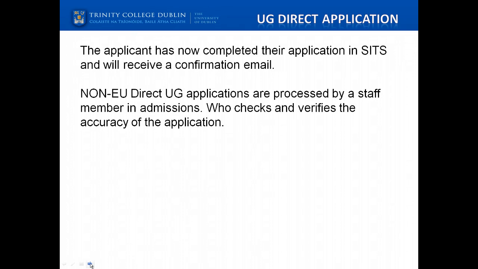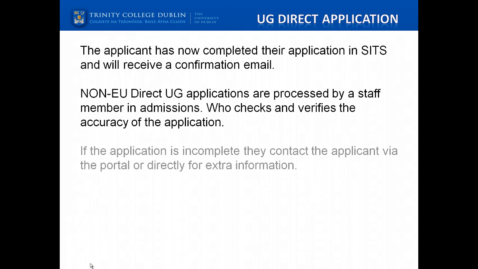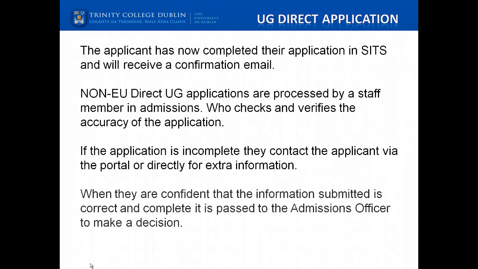Non-EU direct undergraduate applications are processed by a staff member in admissions who checks and verifies the accuracy of the application. If the application is incomplete, they contact the applicant via the portal or directly for extra information. When they are confident that the information submitted is correct and complete, it is passed to the admissions officer to make a decision.